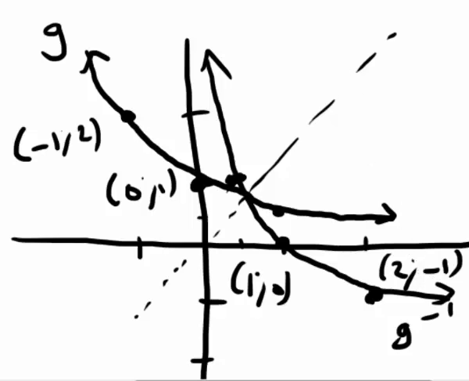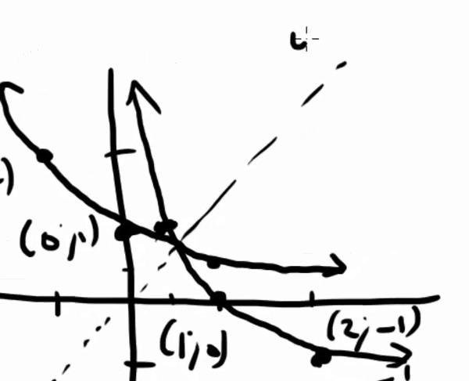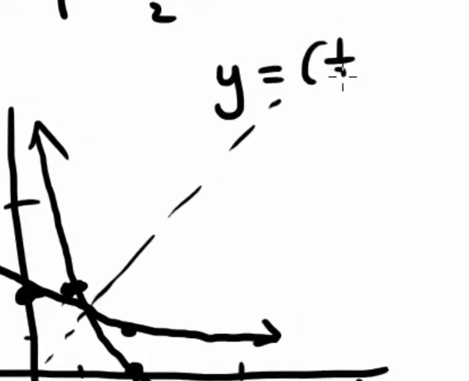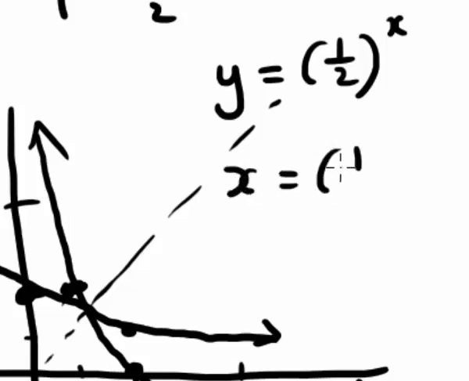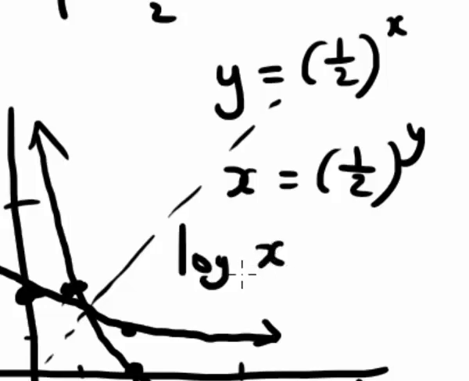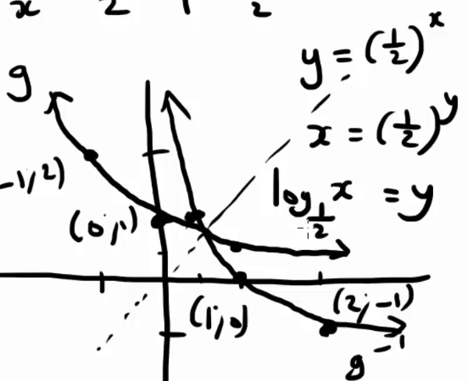If you take the equation of this graph, y is equal to a half to the x, that's g. What we can do is interchange the x and y, so let's do that. x is equal to a half to the exponent y. Introduce the log notation: y is the log of x to base a half. That is your inverse. It's the log graph.